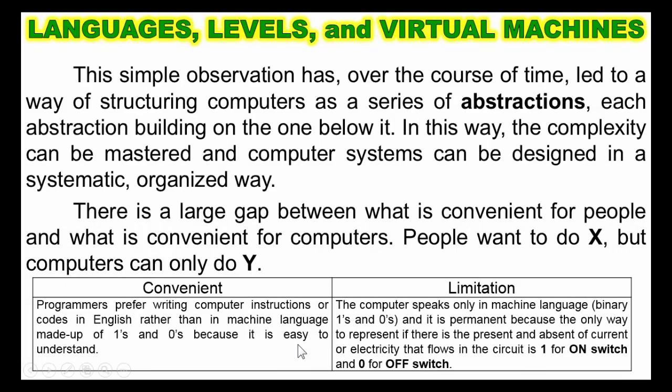This simple observation has, over the course of time, led to a way of structuring computers as a series of abstractions, each abstraction building on the one below it. In this way, the complexity can be mastered and computer systems can be designed in a systematic, organized way. There is a large gap between what is convenient for people and what is convenient for computers. People want to do X, but computers can only do Y.